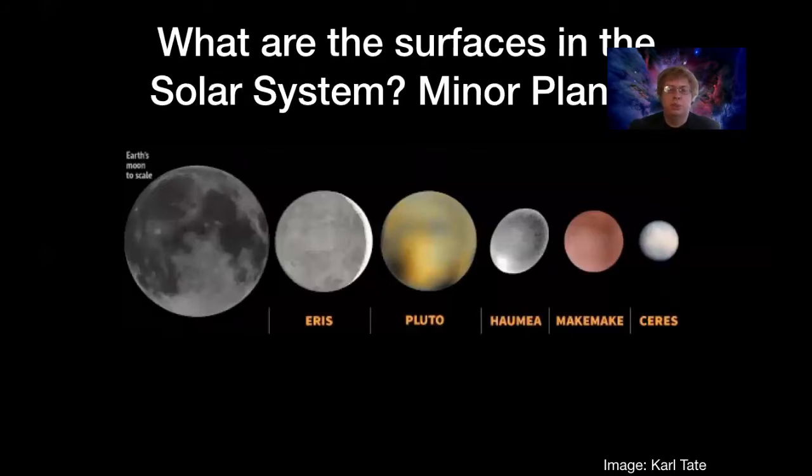So the other place that there are surfaces in the solar system are what we call the minor planets, or the dwarf planets. These are planets that are big enough to essentially be shaped into something resembling round, although some of them are spinning so fast they get distorted, like Haumea. And potentially these have surfaces and could have water and life on them as well.